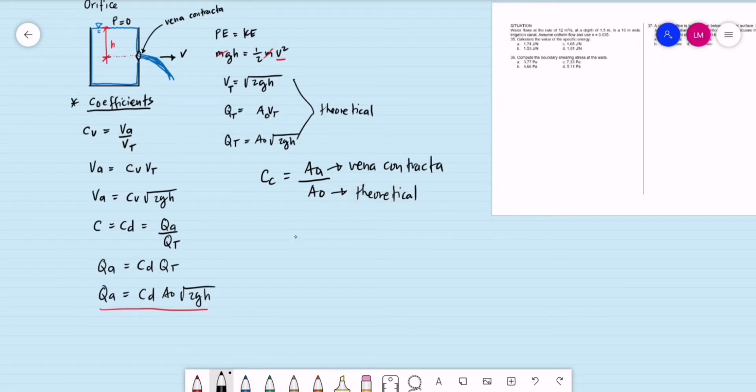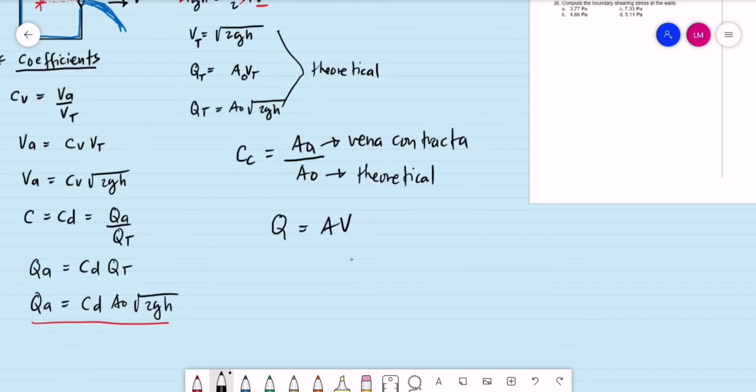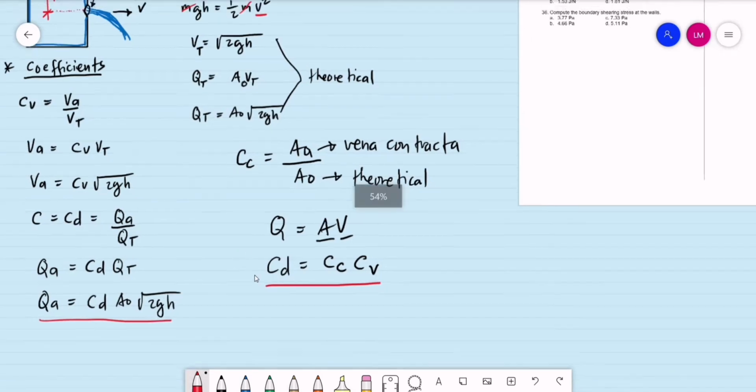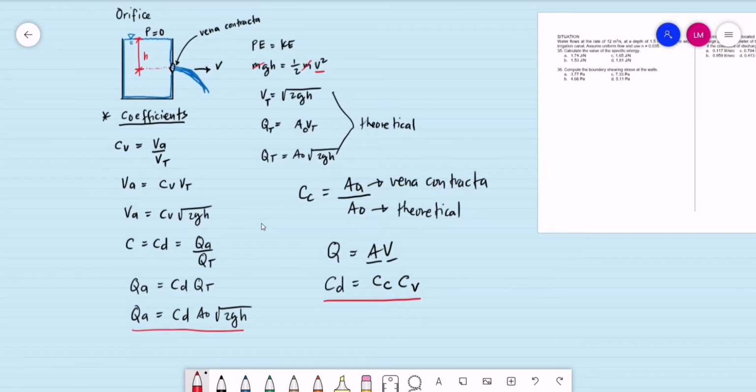Okay? Kung babalikan natin yung basic natin na discharge is equal to area times velocity, okay, ito naman yung relation ng mga coefficients. Ano ba yung coefficient natin pagdating sa discharge? Ito yung coefficient of discharge. Pagdating sa area, ang coefficient naman natin is the coefficient of contraction. Pagdating sa velocity, ano yung coefficient? Ito yung coefficient of velocity. So basically, okay, the coefficient of discharge is equal to the coefficient of contraction multiplied by the coefficient of velocity. So ito yung basic muna natin pagdating sa orifice.